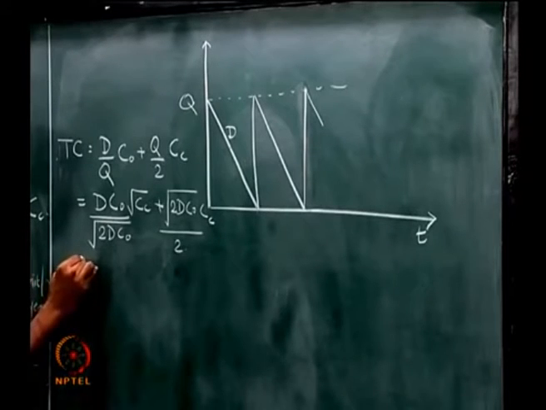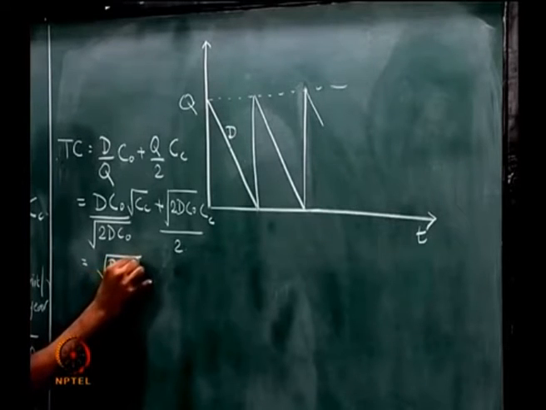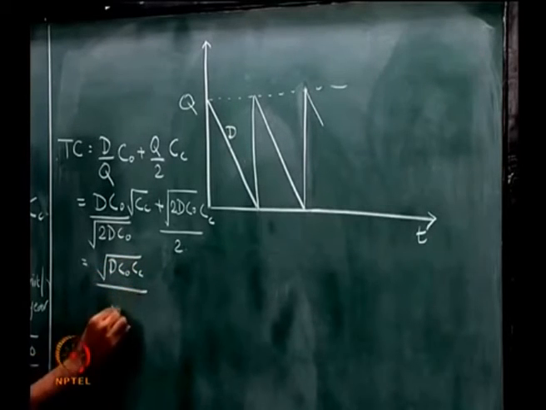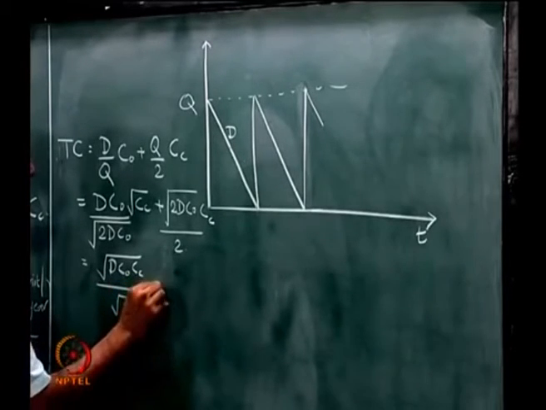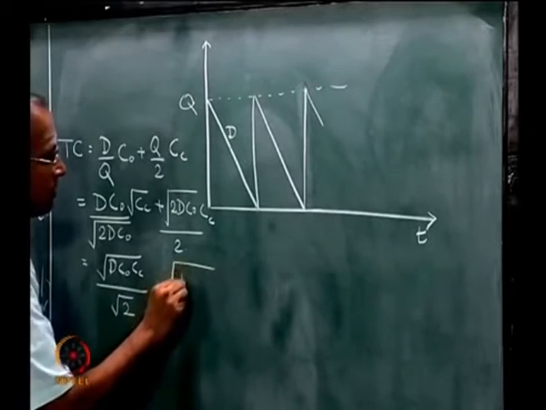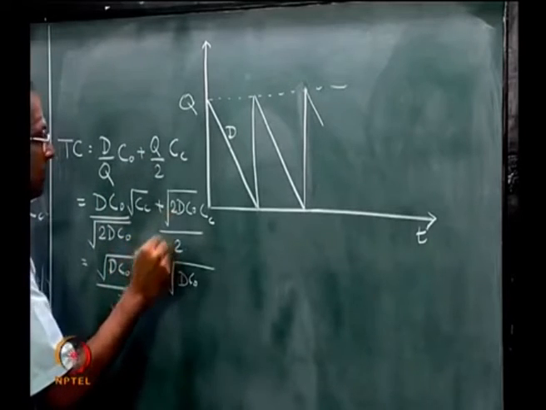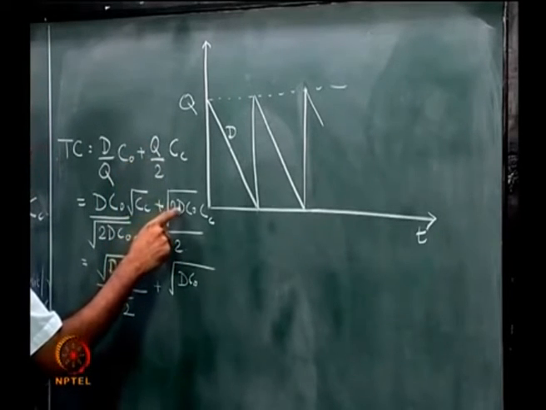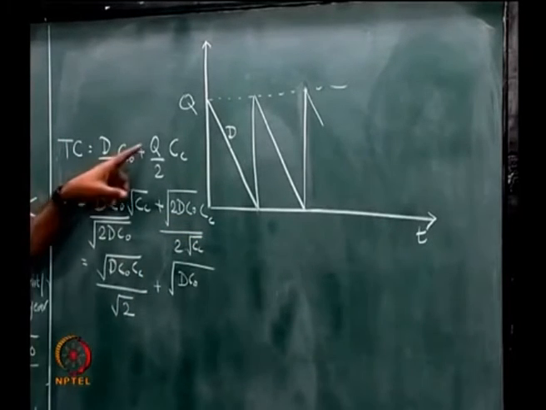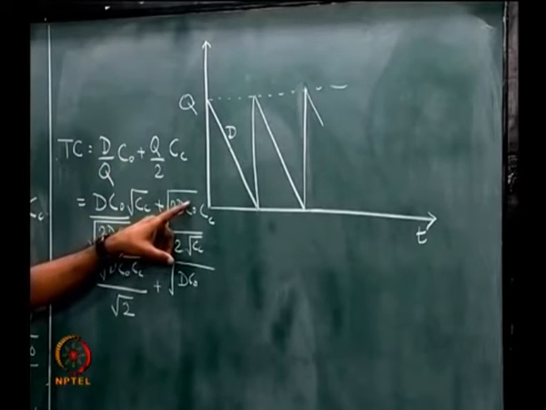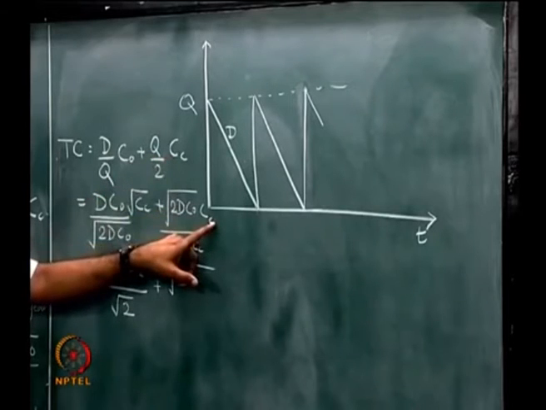So, this on simplification would give us root over D C naught C C divided by root 2 plus root over D C naught Q by 2 into C C. I am sorry. So, Q is root over 2 D C naught by C C, Q by 2. So, this 2 comes here, this C C comes here.